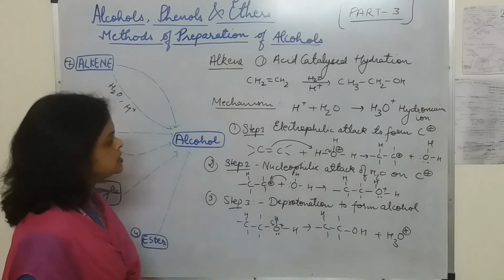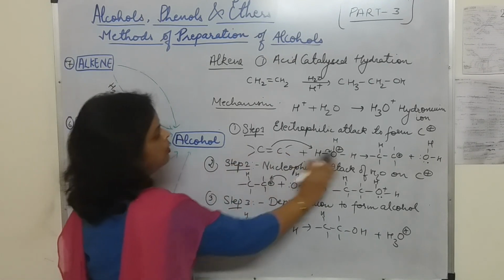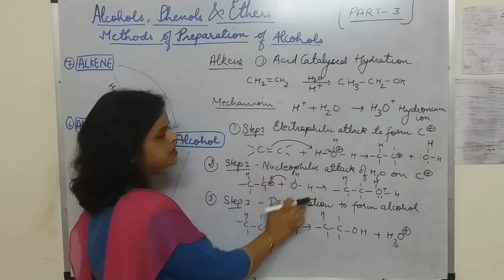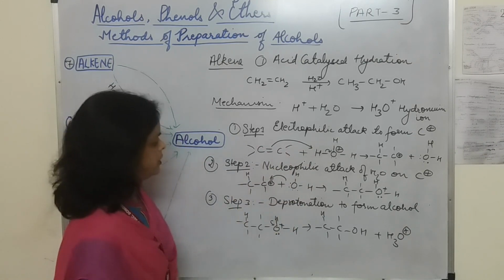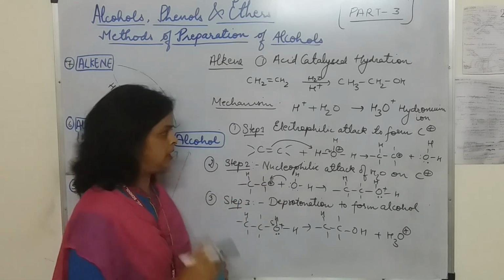See students, in this the arrows are very important. Once a question was asked in which all 3 steps were written in the question paper, and simply the arrows had to be drawn. So take care of drawing these arrows. Arrows always show the shifting of electrons.